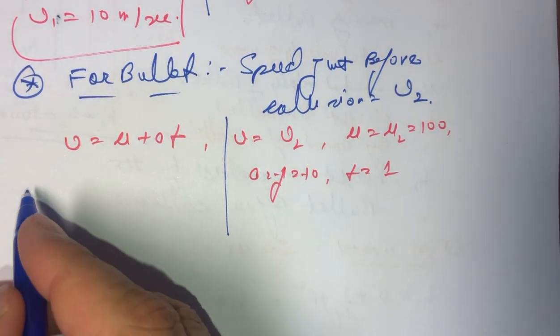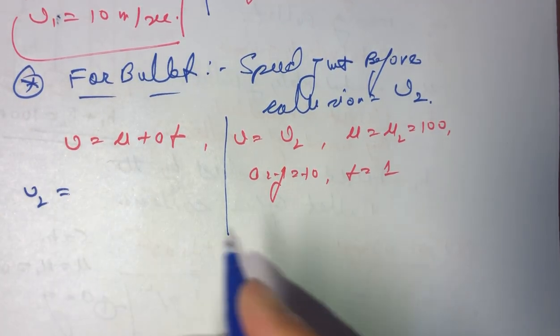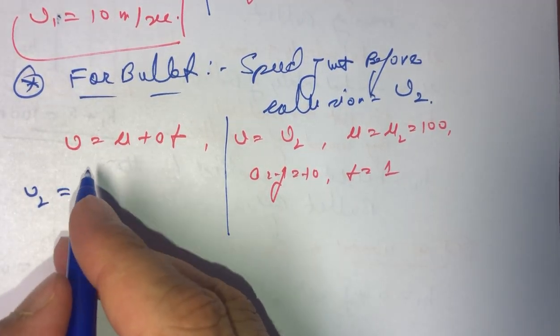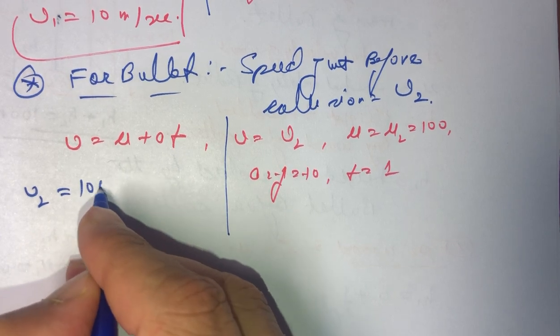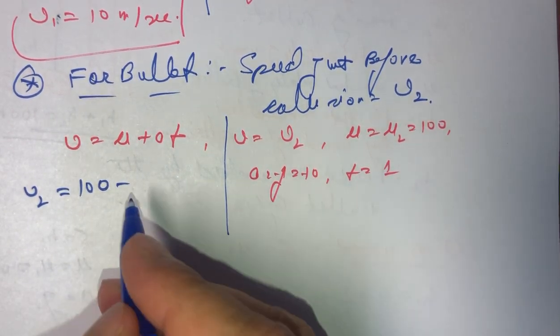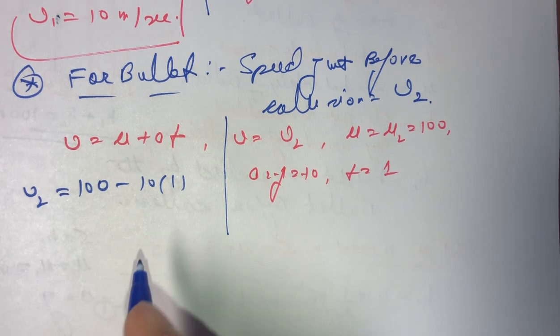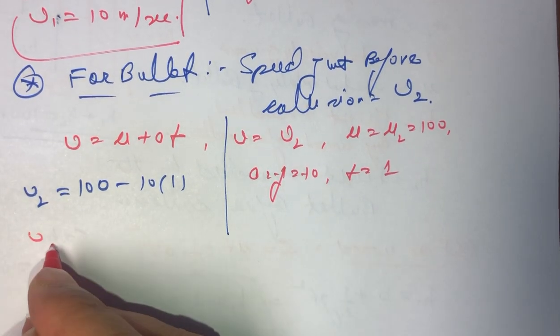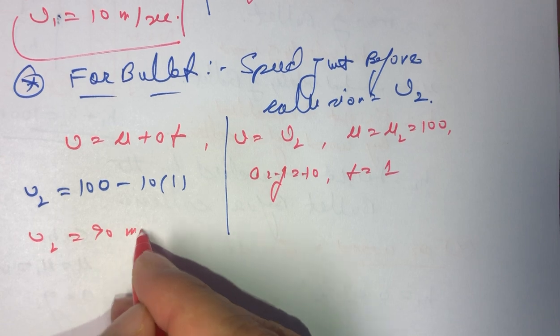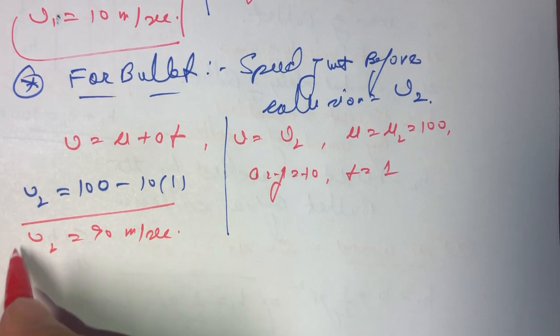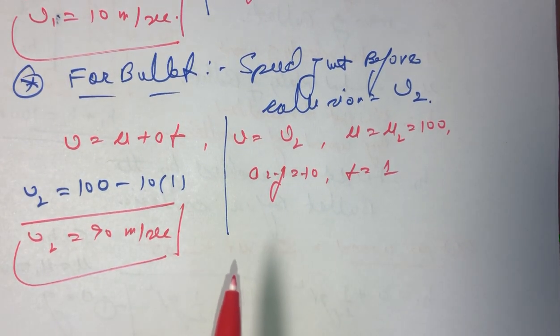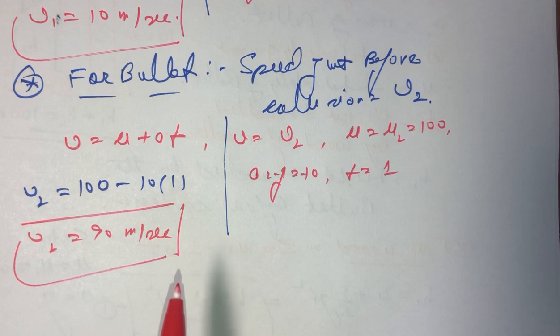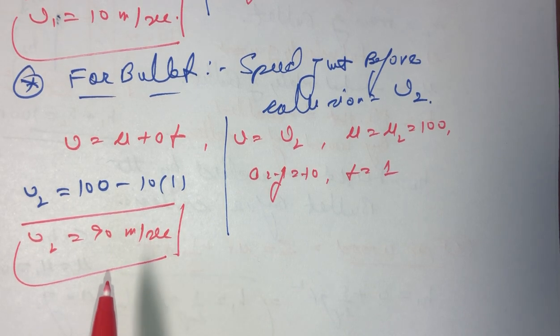Therefore, we can write that V2 is equal to 100 minus 10 multiplied by 1, or we can say V2 is equal to 90 meter per second. So we got the velocity of the wood as well as bullet just before the collision.